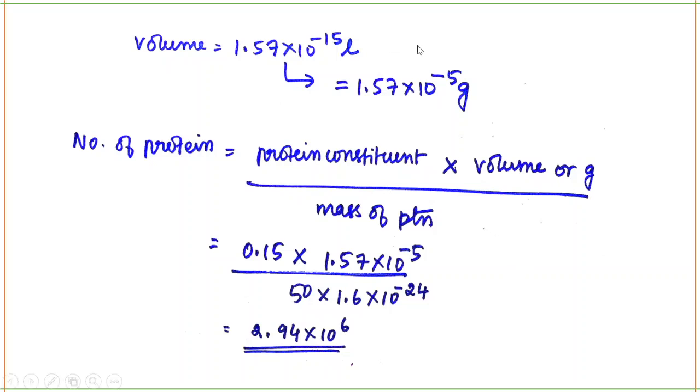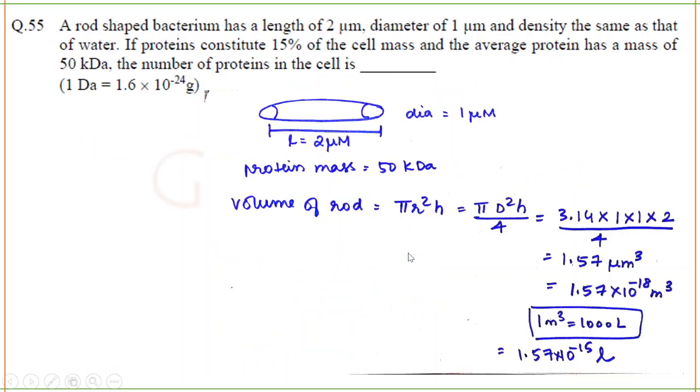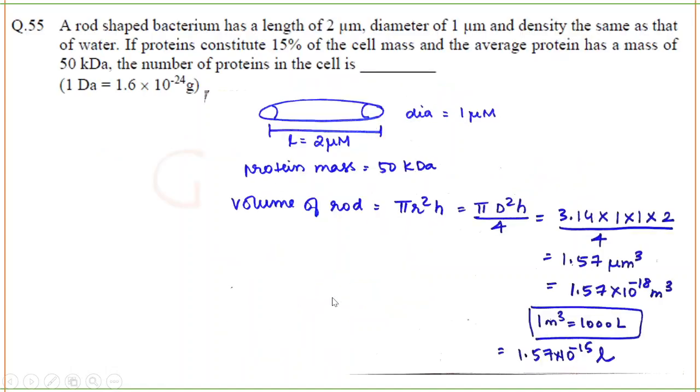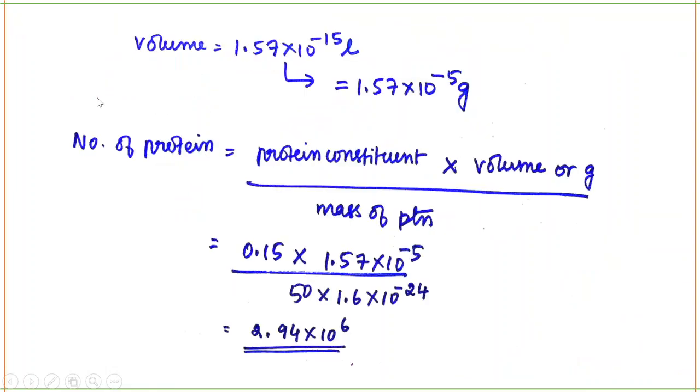Here the volume you can convert into gram, so liter will be equal to gram, same value. So 1.57 into 10 power minus 15. I've written it wrong here, so just correct it. It's minus 15, divided by the mass of the protein, which is 50. You want it in grams, so you're going to multiply by 1.6 into 10 power minus 24. You will get the answer as 2.94 into 10 power 6 proteins present.